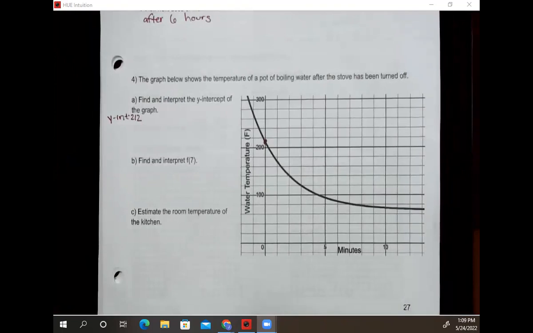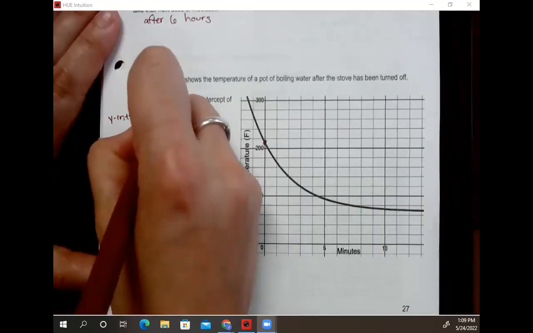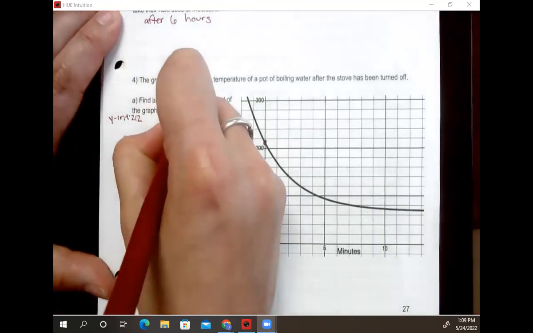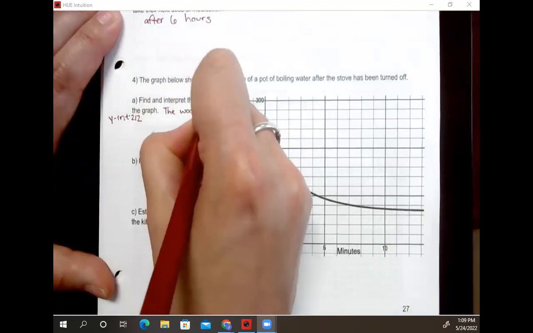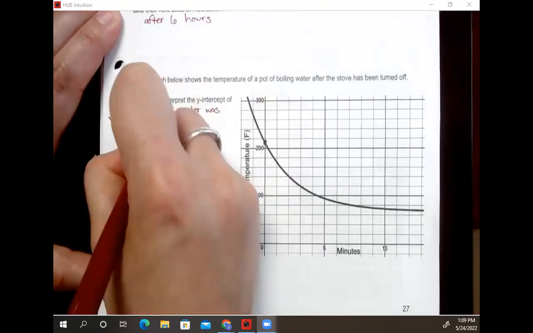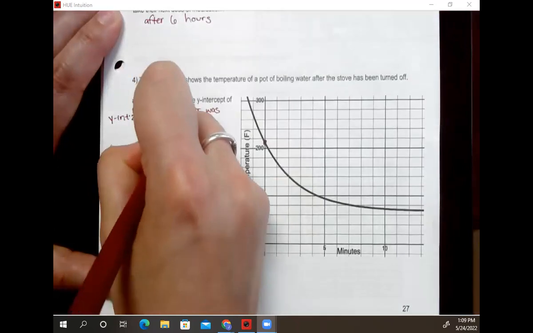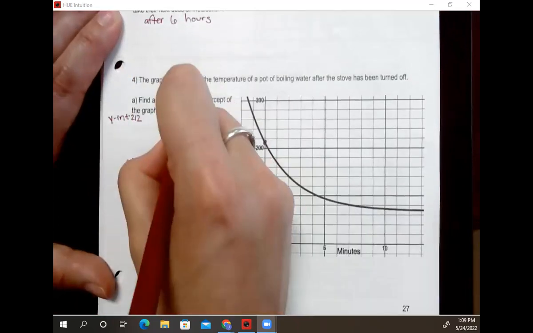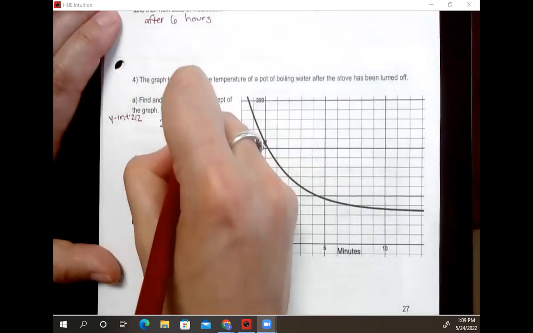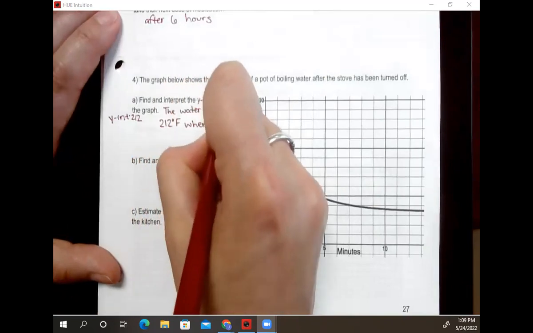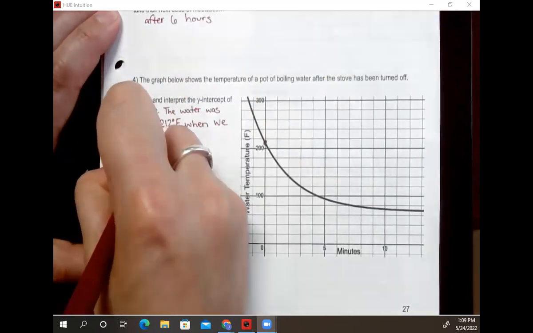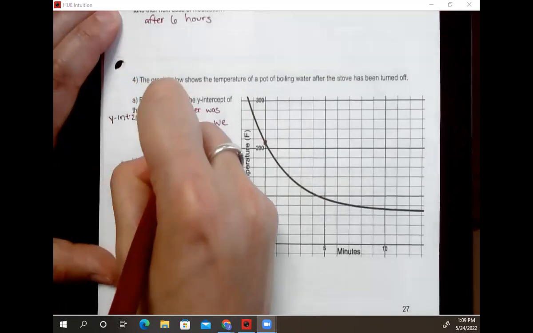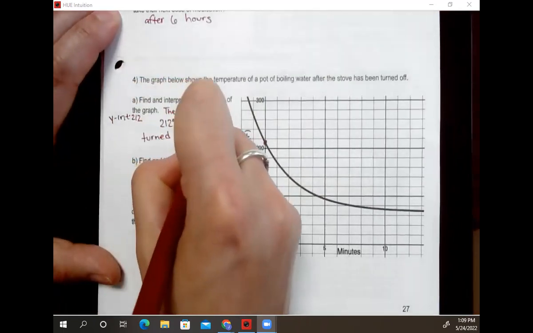So as I'm looking at what this point means, that means the water was 212 degrees Fahrenheit when we turned off the stove.